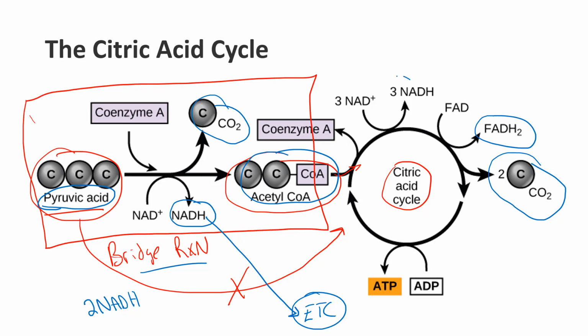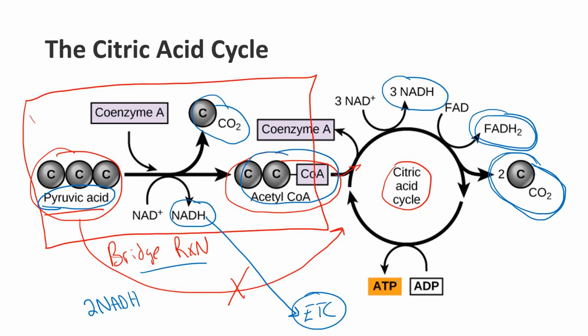So per molecule of glucose, we get 6 NADHs that are produced, we get 2 FADH2s that are produced, and we get 4 CO2s. So the CO2s aren't important in terms of ATP production. They're a waste product that you're exhaling. But the NADHs and the FADH2s are really important because they're going to be going and dumping off those high energy electrons in the electron transport chain.